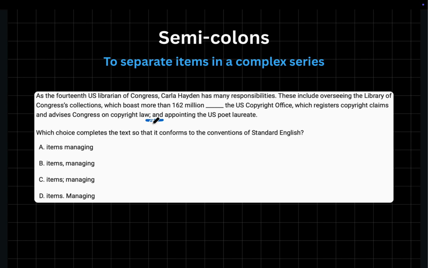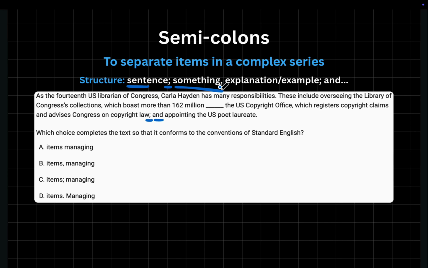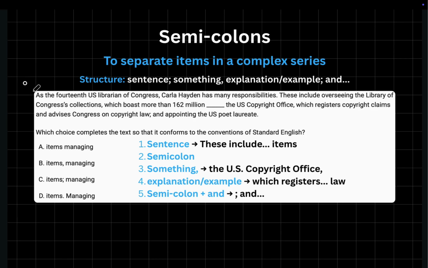I have broken these complex series questions down into a simple structure that you can memorize or take note of. Sentence, semicolon, something, comma, explanation or example of that something, semicolon, and. Okay, that is very confusing. I know, but just stick with me for a second. So in this case, there is first a sentence. So it says, "These include overseeing the Library of Congress's collections, which boast more than 162 million items." Then there is supposed to be a semicolon.